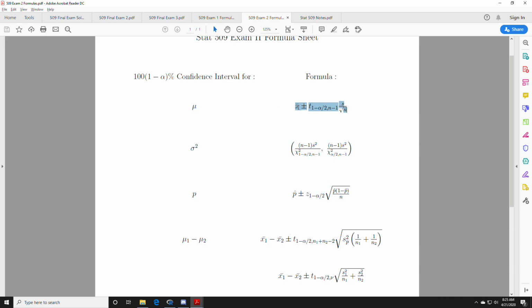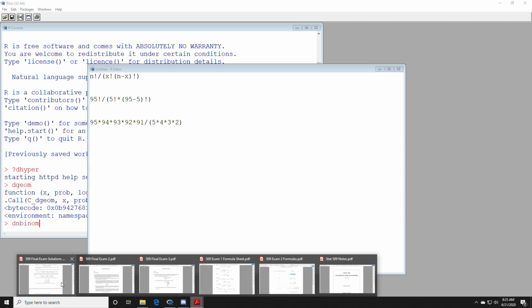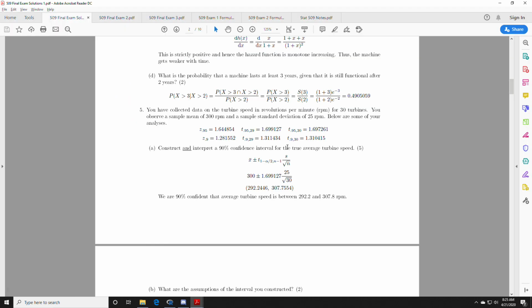But we don't really need to know this formula exactly anymore. What we need to do is use it in R. So, understanding that we're looking for a confidence interval for the mean.